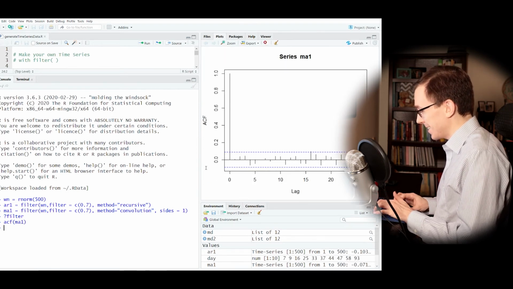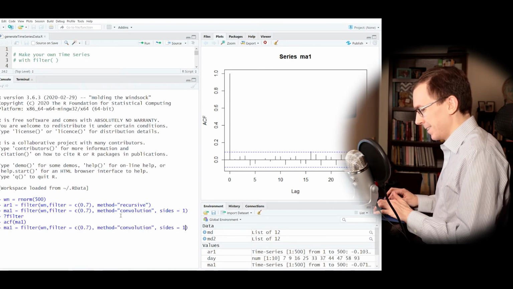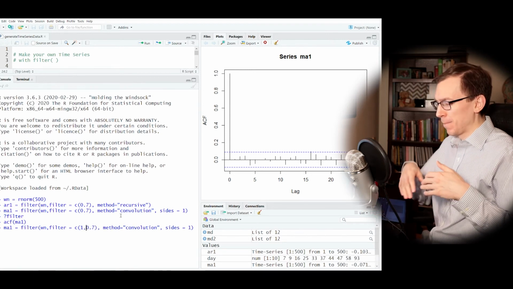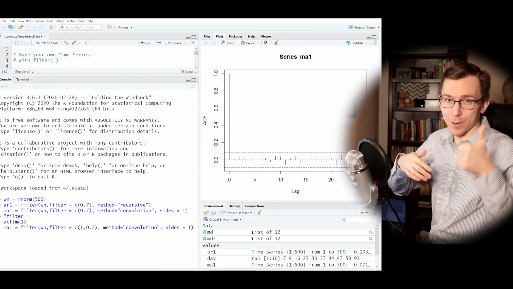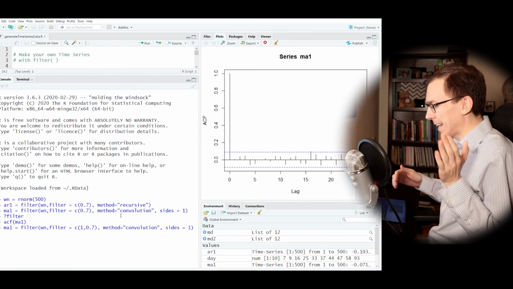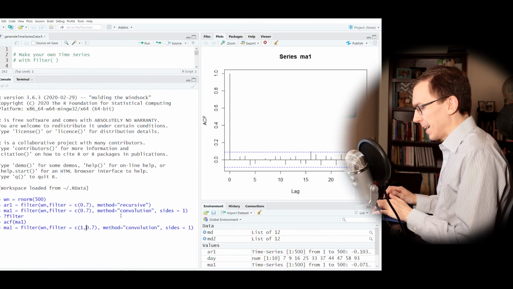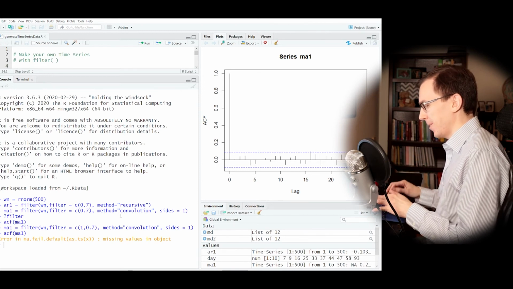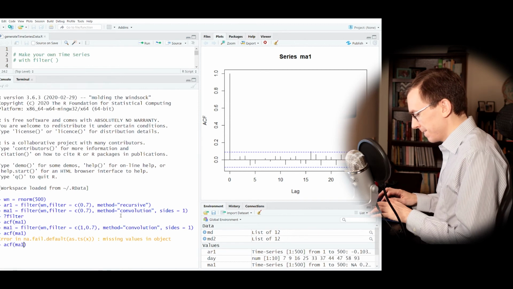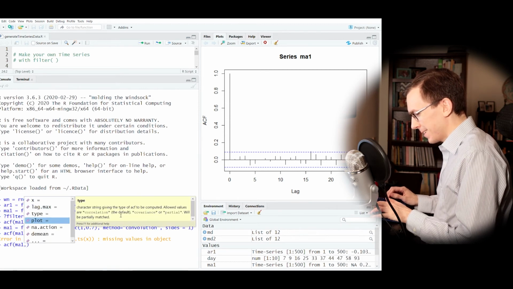See, now in that case, this looks more like white noise, which means I made a mistake. What I should be doing, I think, is put a 1 there. So effectively, I'm taking the current time and giving it a coefficient of 1, and then taking the previous time point, the white noise that is, and giving it a coefficient of 0.7. Of course it has missing values. That's sort of the whole point.